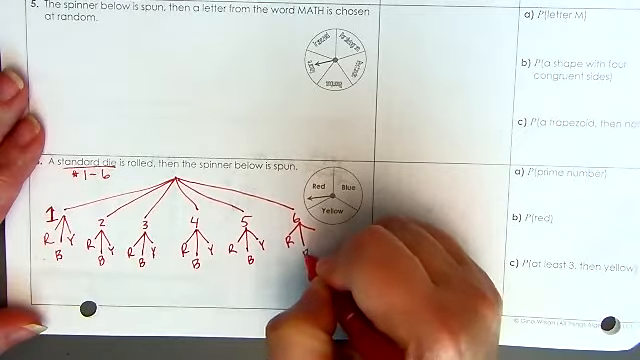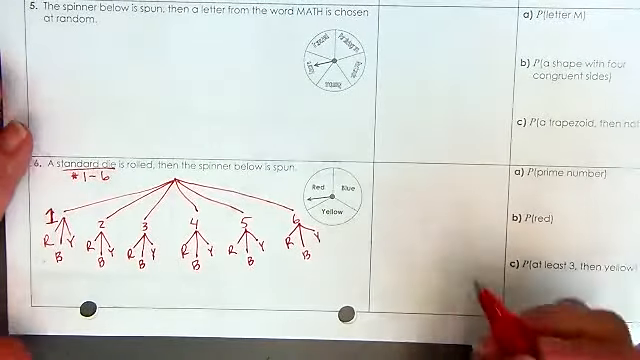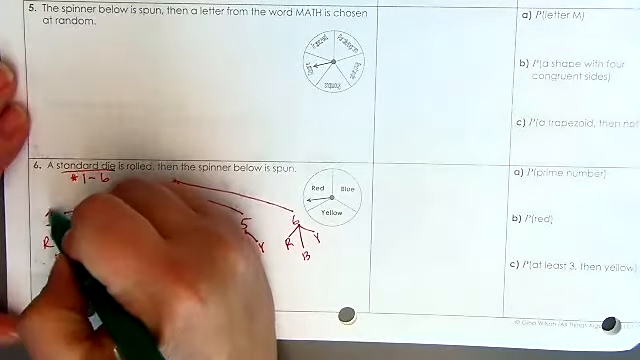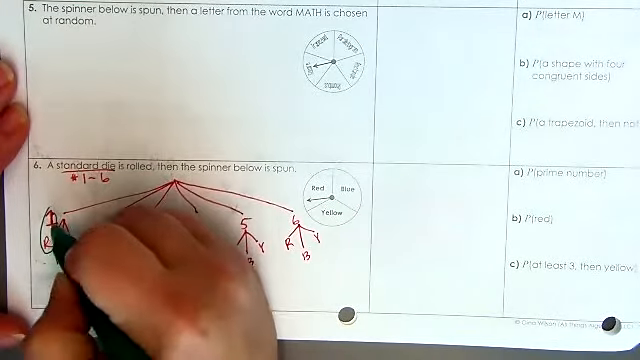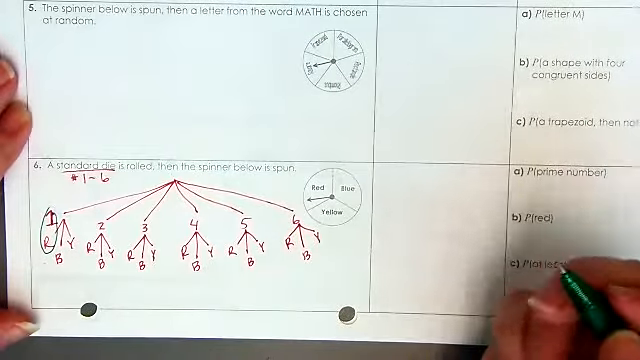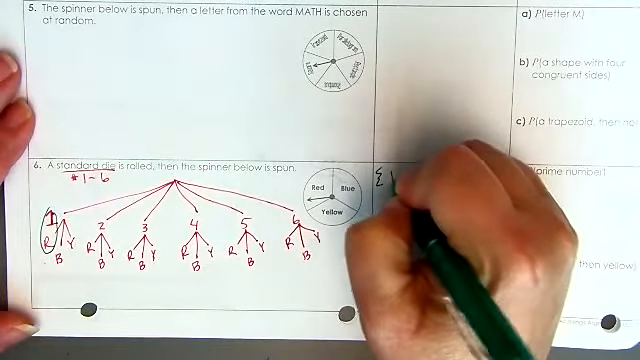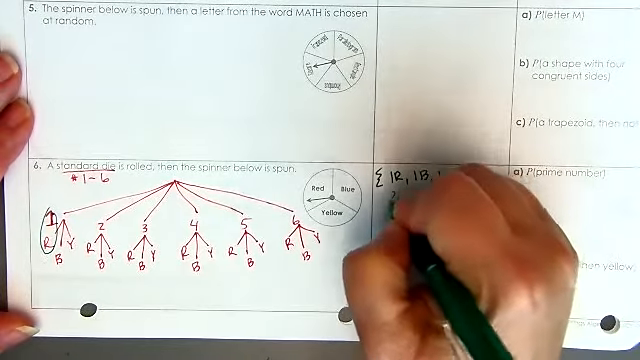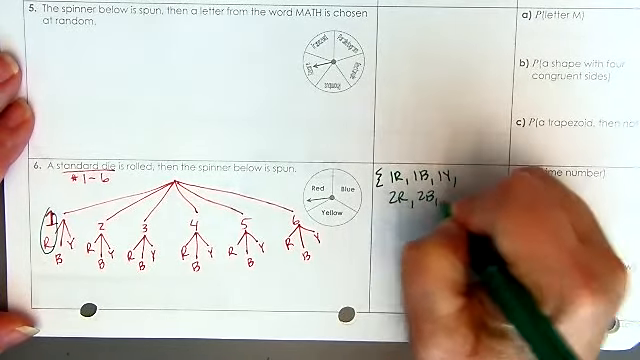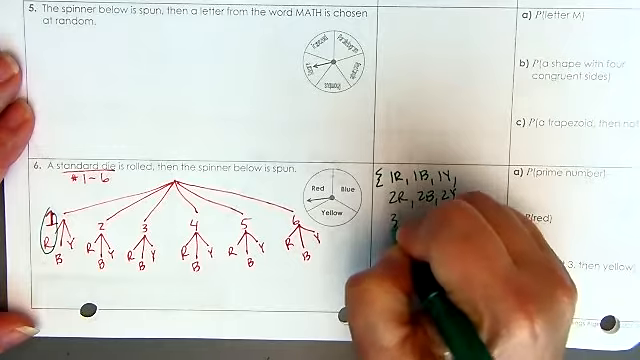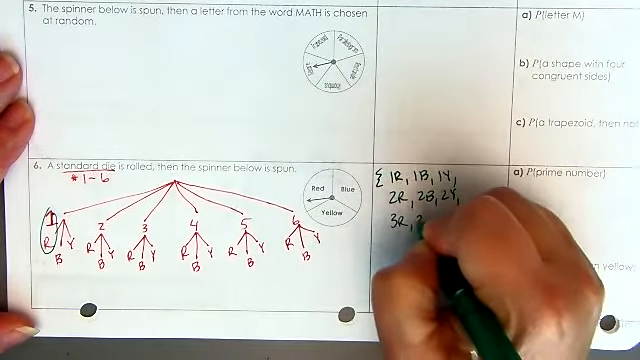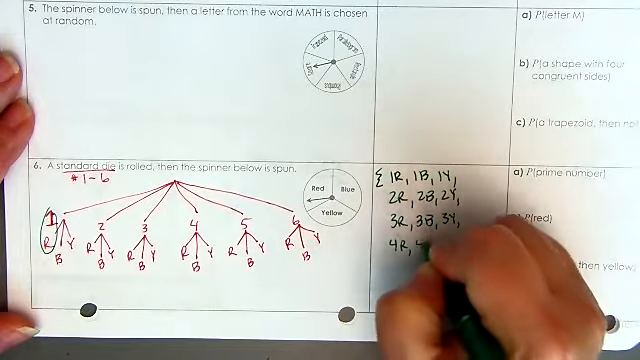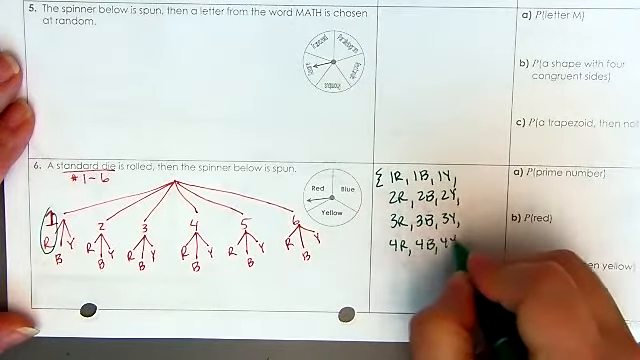Red, blue, yellow. All right, now I have to figure out what my sample space is. So that means I'm going 1 and then red, 1 blue, 1 yellow. I'm going to be listing all of those out. So I have 1 red, 1 blue, 1 yellow. 2 red, 2 blue, 2 yellow. 3 red, 3 blue, 3 yellow. 4 red, 4 blue, 4 yellow.